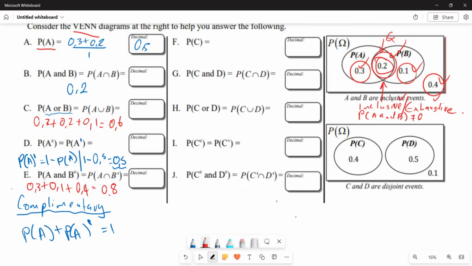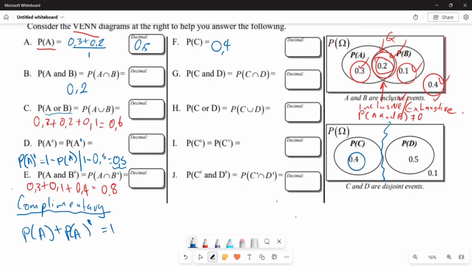Then let's continue to look at number F. They ask, what is the probability of C? Look, there is nothing in here. These ones are singles. So the probability of C, you come in here and just look for your C only. It's going to be the 0.4 only. So this is going to be 0.4. That is the probability of C.